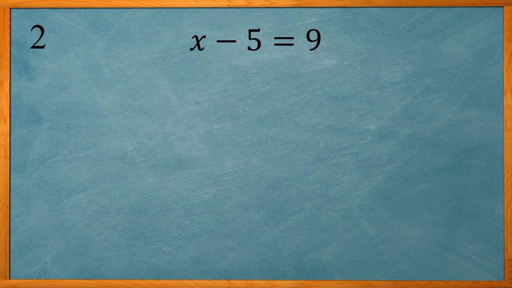Now in this problem, it's almost the same. Here we have x minus 5. Again, we need to do the opposite. We need to add 5 to both sides. Remember that adds up to 0, leaving you with just the x. And 9 plus 5 is 14.